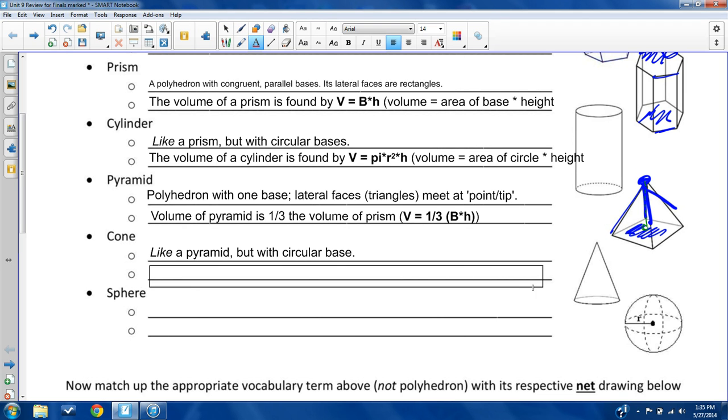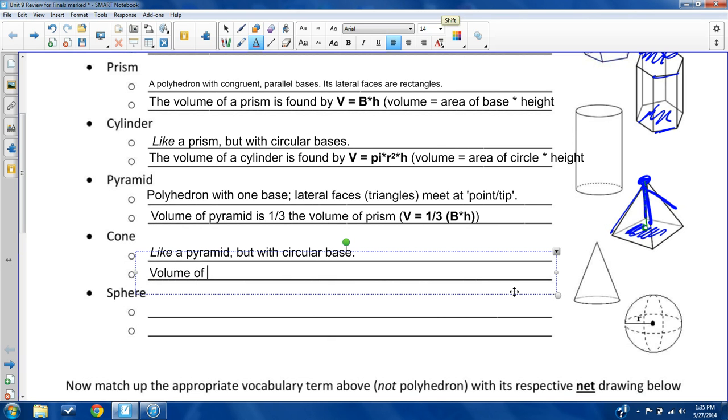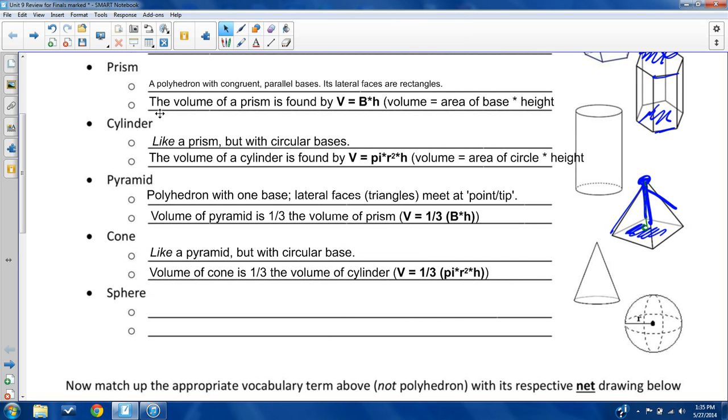Volume is the same. Volume of a cone is 1/3 the volume of, this time, a cylinder. So your volume equals 1/3 of, remember, the volume of a cylinder is always going to be pi r squared times height because your base is a circle. So I can do 1/3 pi times r squared times height. Like that. Okay. We'll do practice with these.